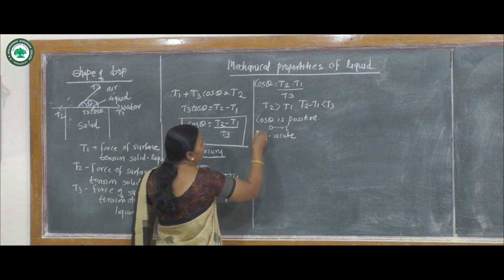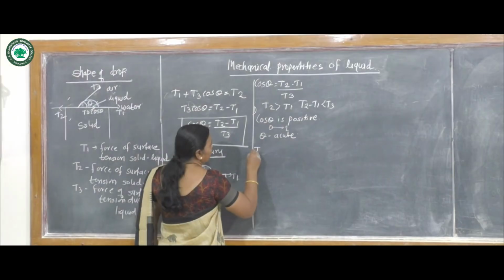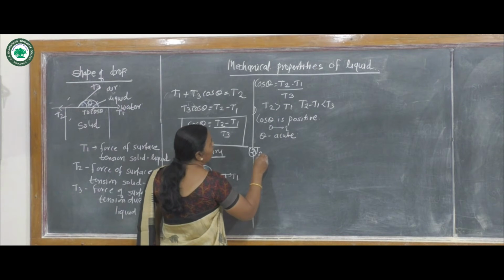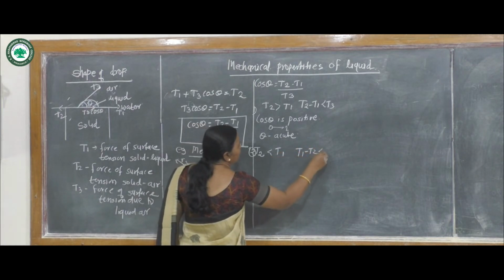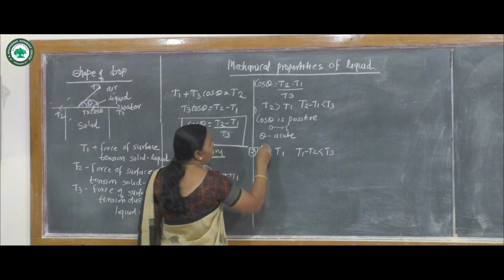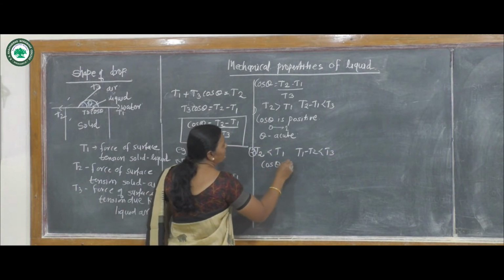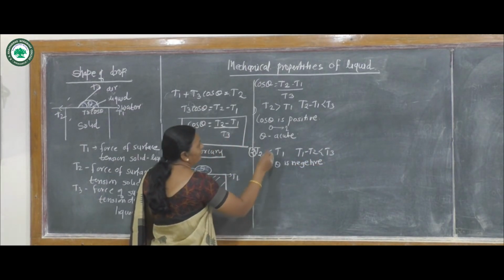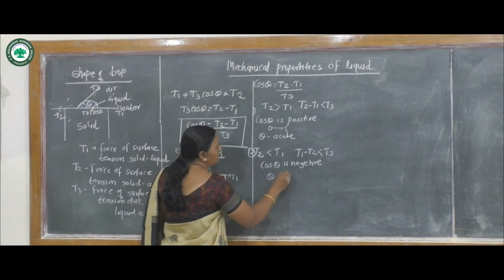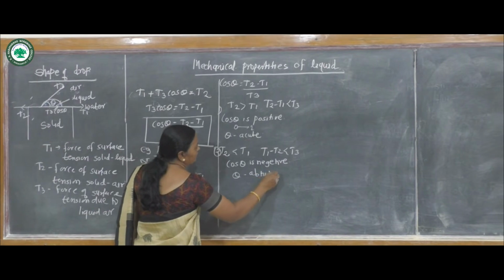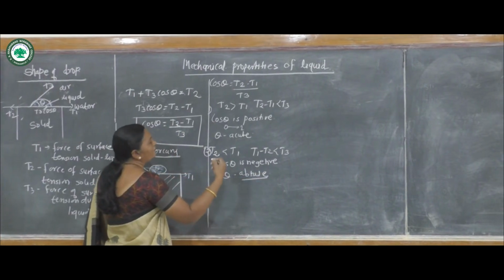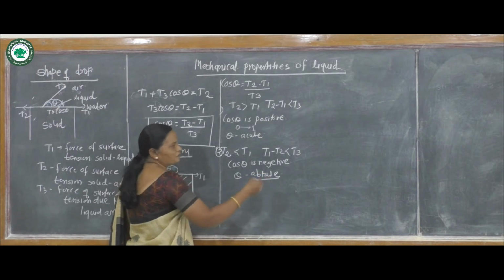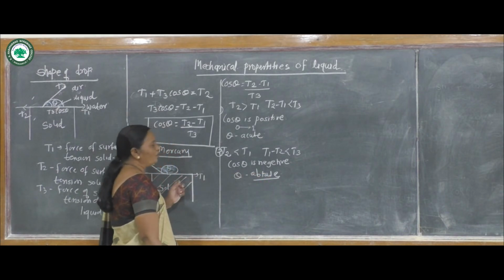In the second case, suppose T2 is less than T1, then what happens here? T2 is less than T1, then T1 minus T2 is less than T3, and cos theta is negative. Cos theta is negative, so theta is obtuse. We know the angle of contact is obtuse for mercury.